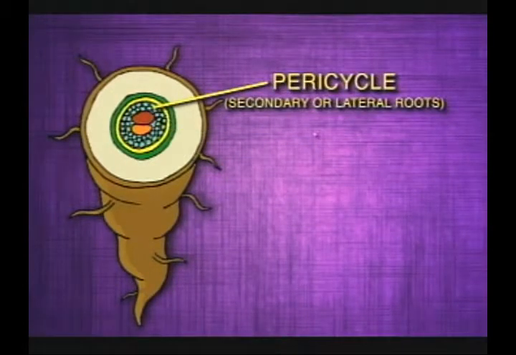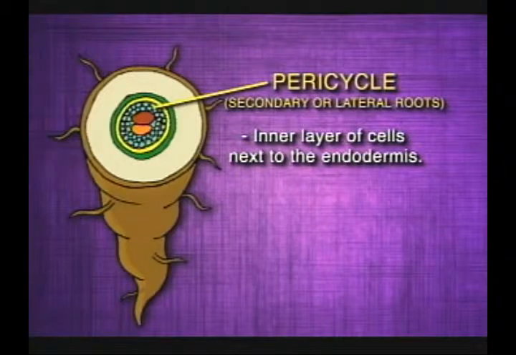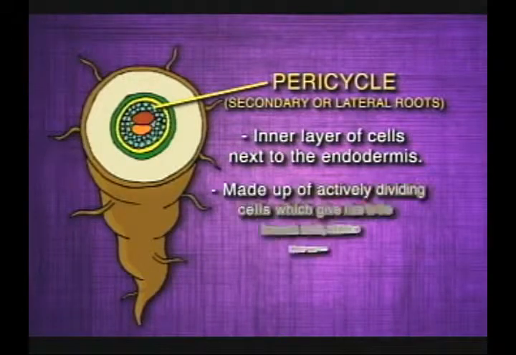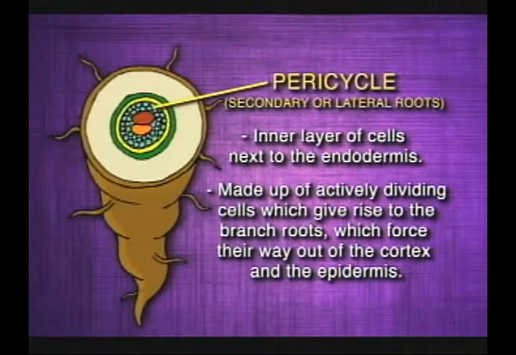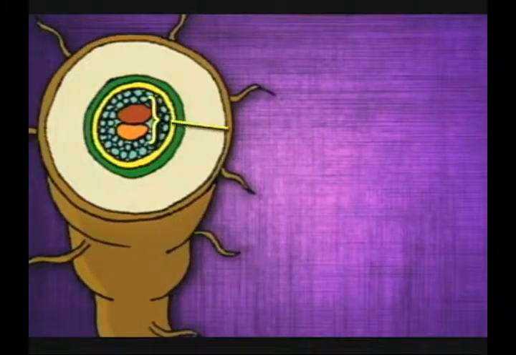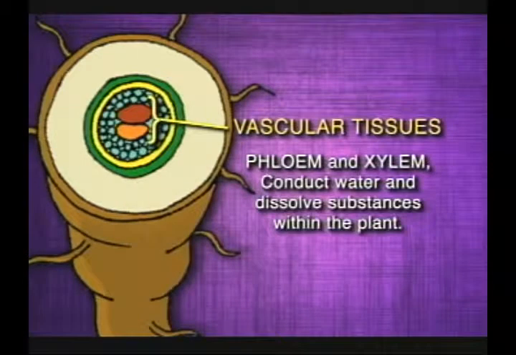The pericycle is the inner layer of cells next to the endodermis. The pericycle is made up of actively dividing cells which give rise to the branched roots, which force their way out of the cortex and the epidermis. Next to the pericycle are the vascular tissues, the phloem and the xylem tissues, which conduct water and dissolved substances within the plant.